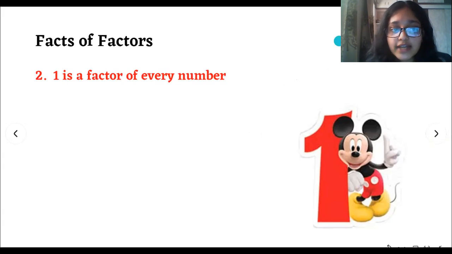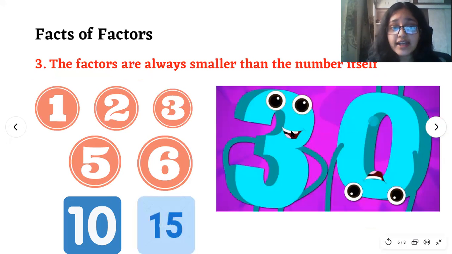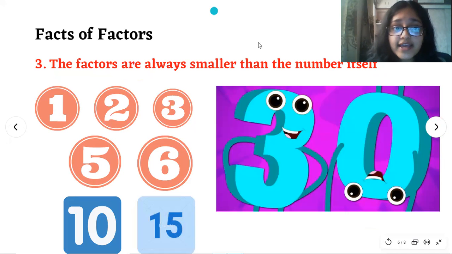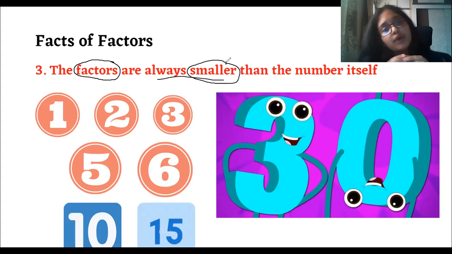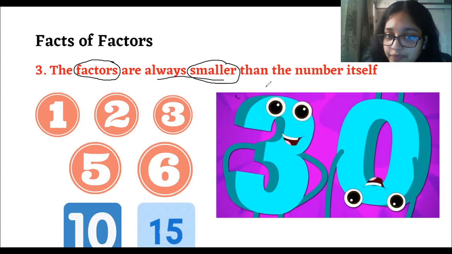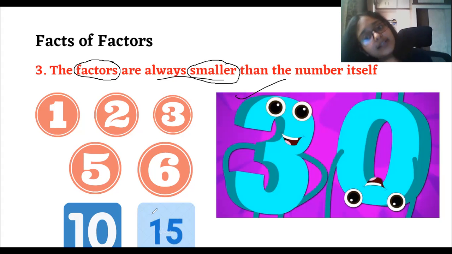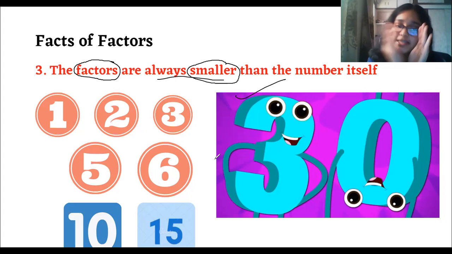So please pause the video and write down fact number 2 in your notebook. Fact number 3: the factors are always smaller than the number itself. Factors, meaning the friends of numbers which completely divide them with remainder 0, are always smaller than the big number. Our big number was 30, and all of these numbers, 1, 2, 5, 6, 3, 10, 15, are all smaller than 30.